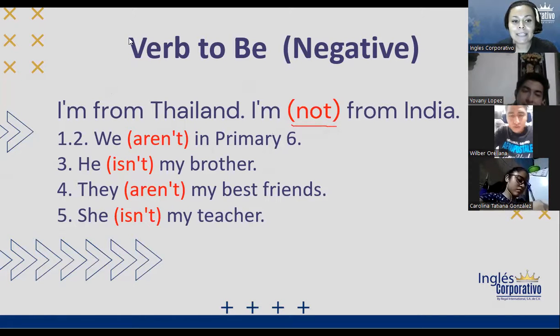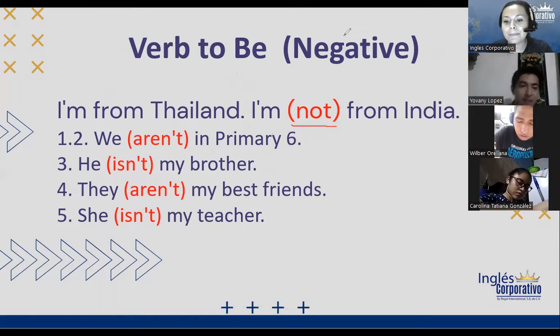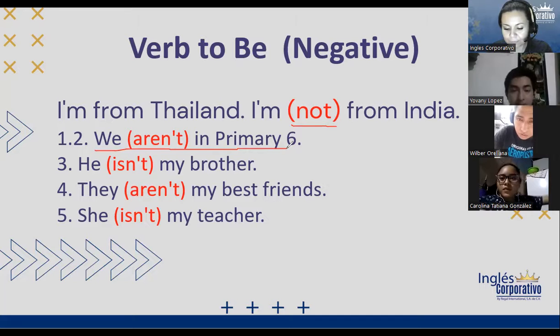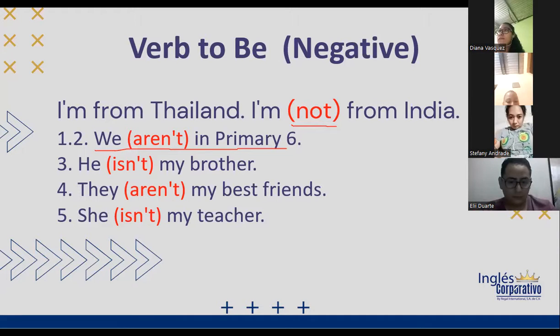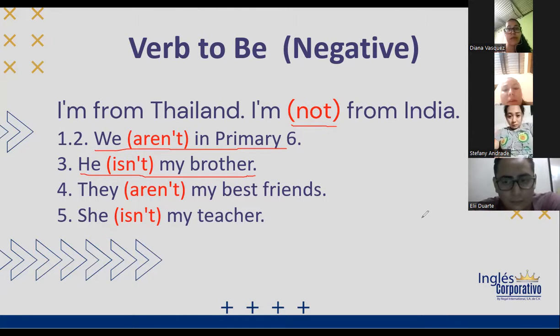In here we have one example. Giovanni, can you read the first sentence, please? Number 1. I am from Thailand. I am not from Thailand. I am not from India. Yes, very good. Thank you. Let's go number 2. Carolina Tatiana. We aren't primary 6. Yes, very good. Jasmine, number 3, please. He is my brother. He isn't. Very good. Thank you. Let's go next one.